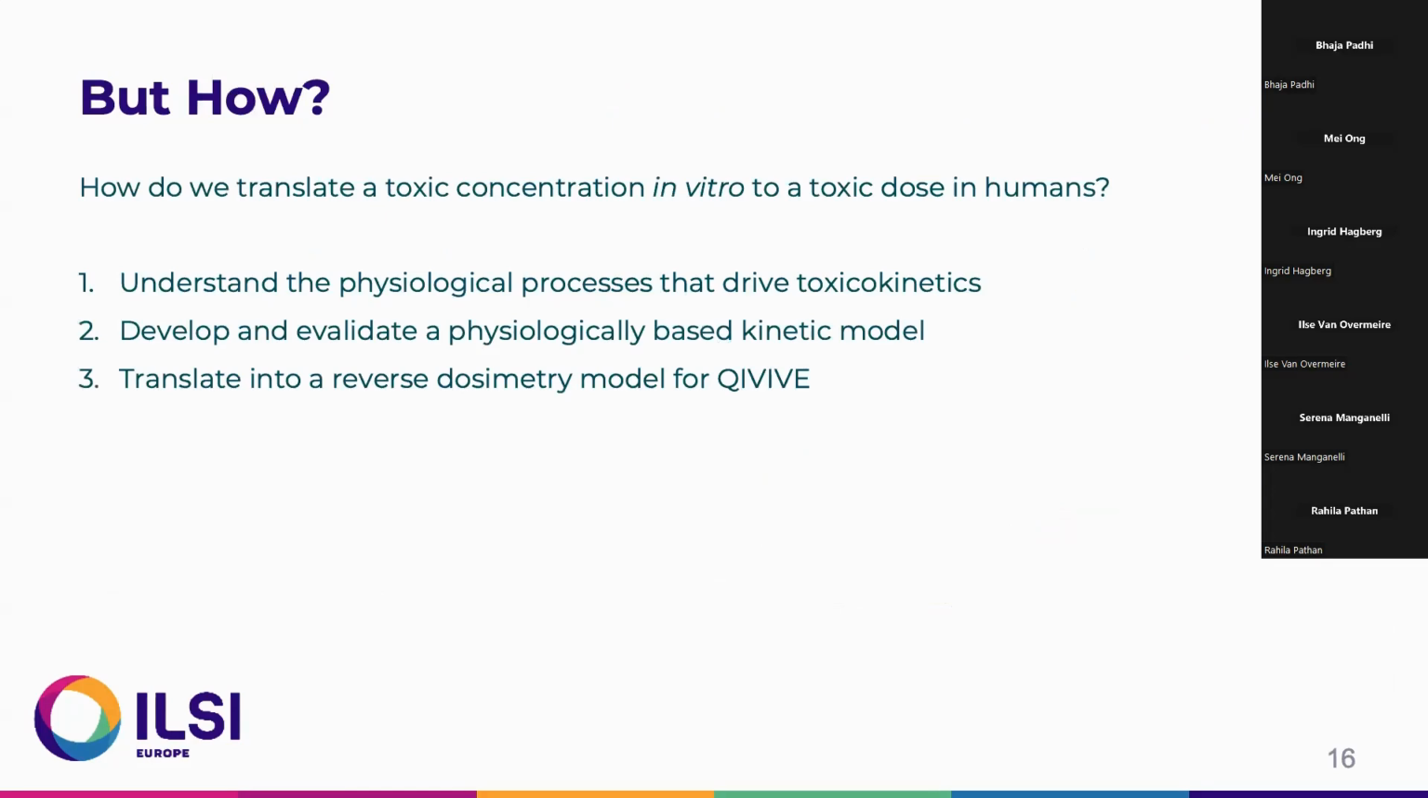So how do we do this? So how do we make that translation? Well, first, it's really important to understand the physiological processes that drive toxicokinetics. Once we know that, we can develop and evaluate physiologically based kinetic models. These are these PBPK models. And once we have a good PBPK model that we trust, we can then edit that PBPK model and translate it into what we call a reverse dosimetry model. And we can use that for quantitative in vitro to in vivo extrapolation. Again, here, to some of you, this is gibberish, but I'll go through each of these steps.